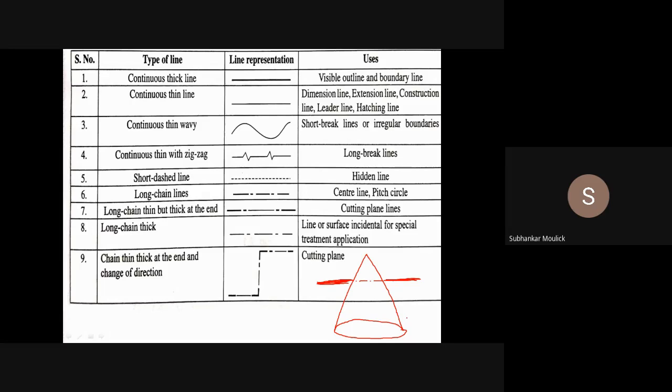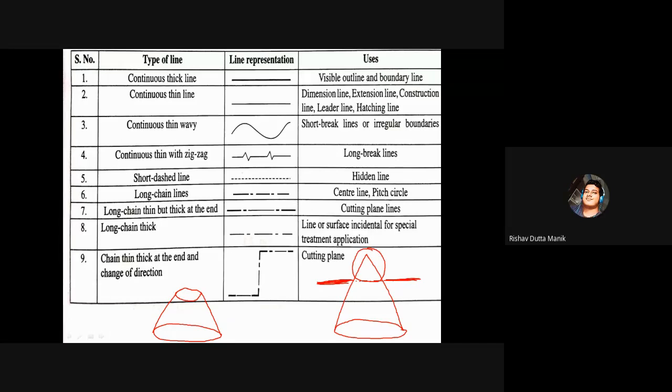After cutting this cone, what can you see? You can see the bottommost part. This much portion you cannot see because it has been removed. So if I draw the remaining part of the cone, it will look like this. Yes or no?